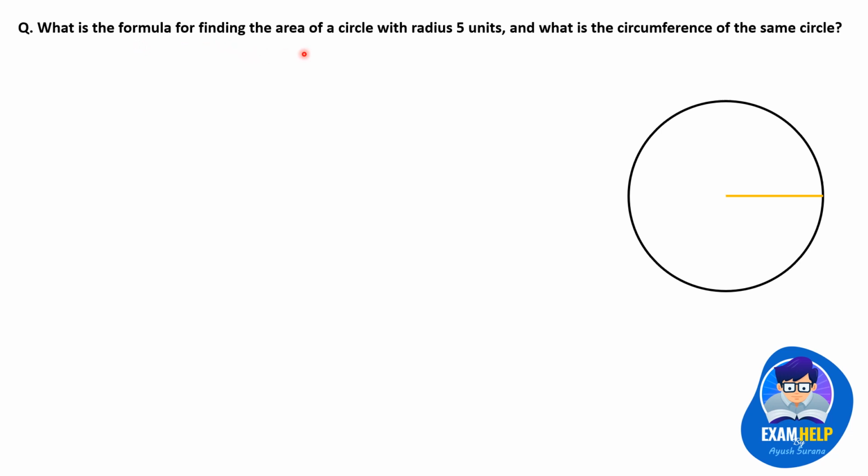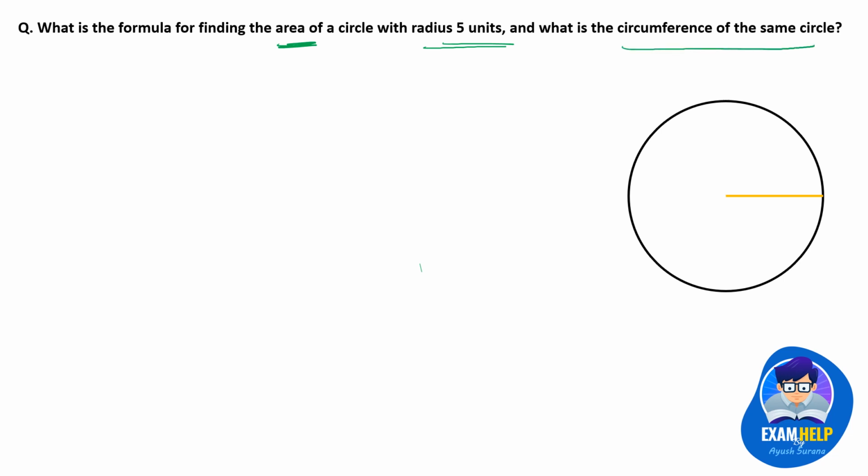What is the formula for finding the area of a circle with radius 5 units, and what is the circumference of the same circle? So in the question they are asking us to find the area of the circle with radius given as 5 units, and they are also asking us to find the circumference of that same circle.